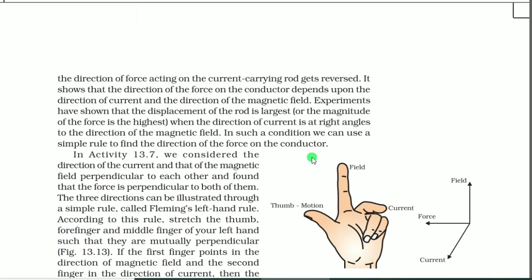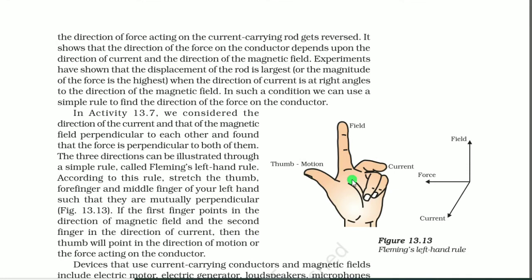Okay, so now by applying Fleming's left hand rule, you can get the idea in which direction the conductor will be moved or displaced. So first of all, what you have to do? First of all, you have to take your left hand. What I am saying, you just copy that. Take your left hand and take the fingers. Which fingers you have to take? First of all your thumb, then the index finger, that is called the forefinger, and the middle finger. The direction of field will be indicated by the index finger, and the direction of the current will be indicated by the middle finger.